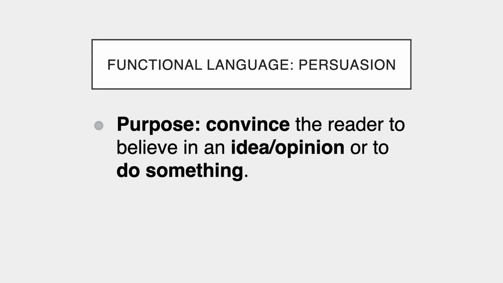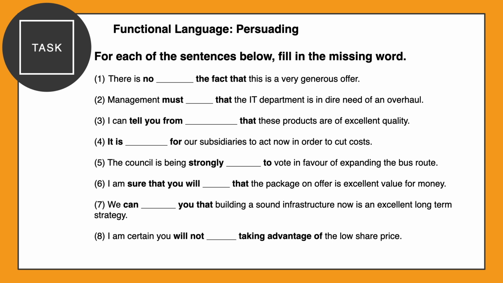Now let's have a look at functional language, persuasion. Now the purpose of persuasion is to convince the reader to believe in an idea or an opinion, or to get them to do something. Now it's time for a task. Functional language, persuading. So, for each sentence below, fill in the missing word. So pause the video and press play when you're ready to continue.